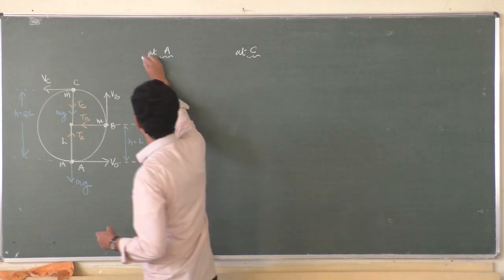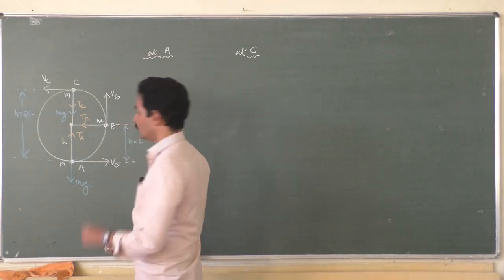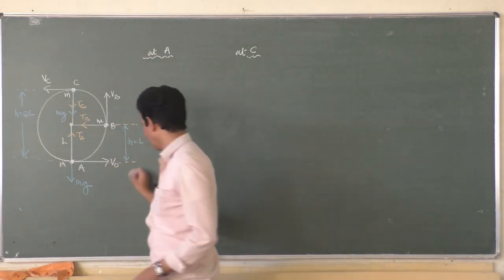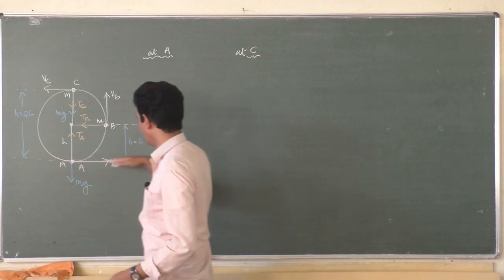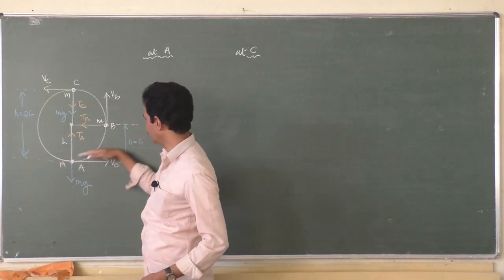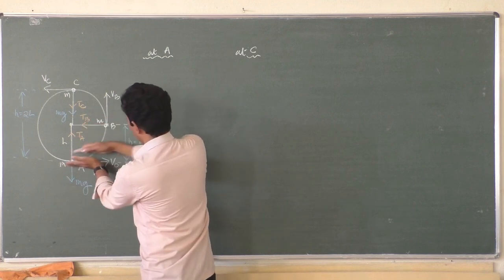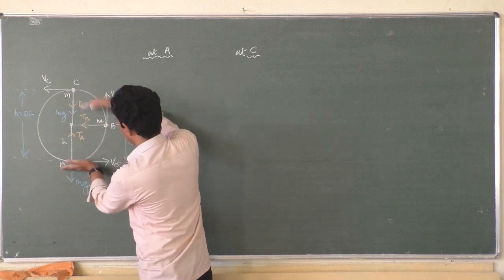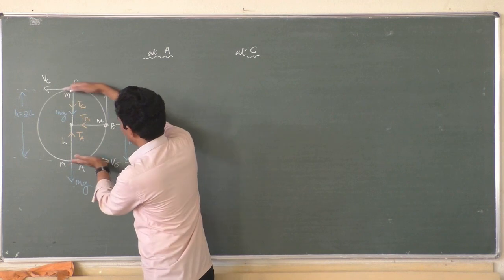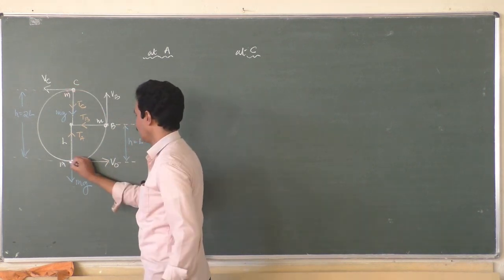At A, now at A, there is only one energy. I'll take this as the reference height. From here, the body starts moving up and up. By the time it reaches here, height is h. By the time it reaches here, height is L. By the time it reaches here, height is 2L. But here, height is 0.